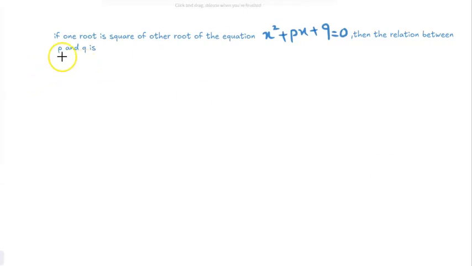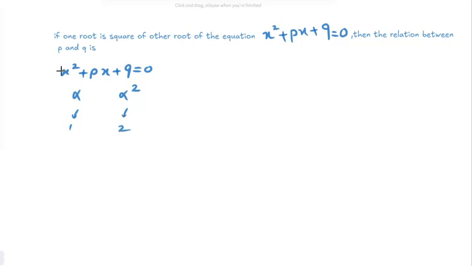If one root is the square of the other root of the equation, the equation is already given to you. The equation is x square plus px plus q equals 0. One root is the square of the other root. It means if one root is alpha, then the next root is alpha square. This is the first root, and this is the second root.